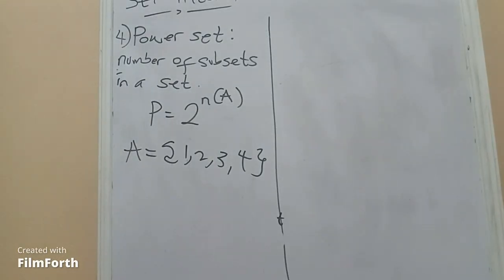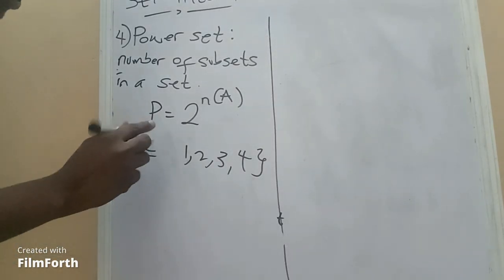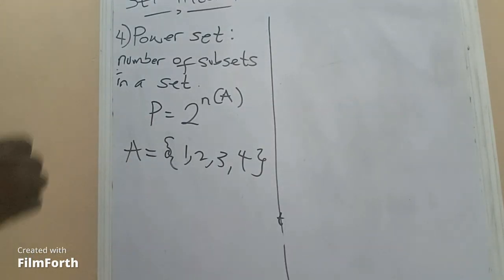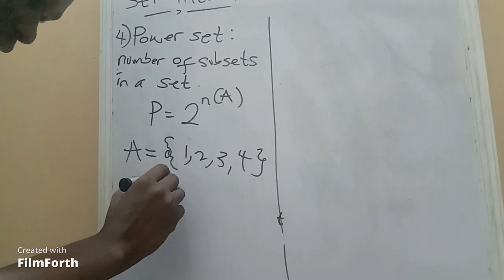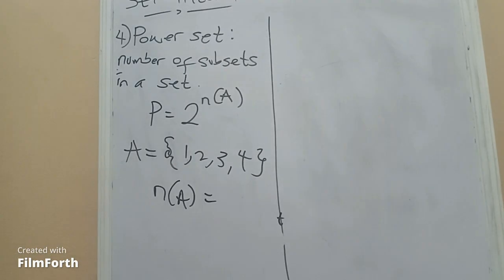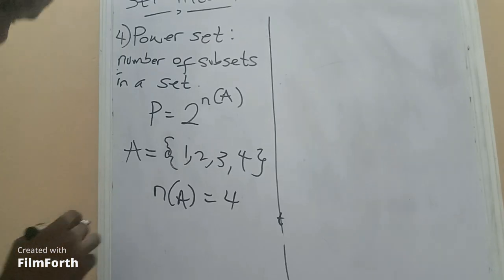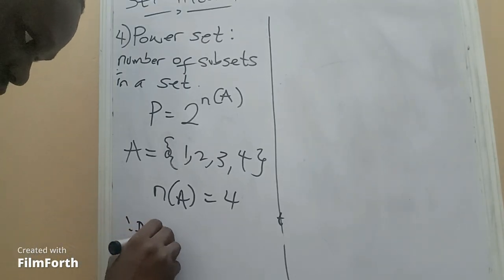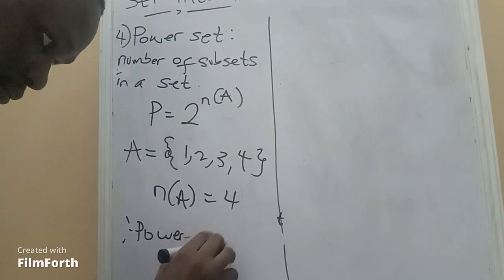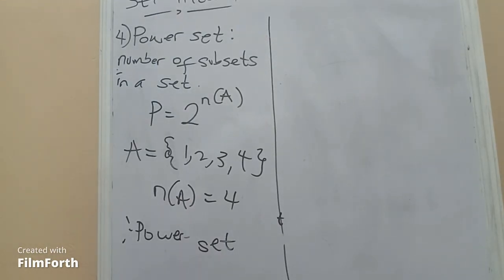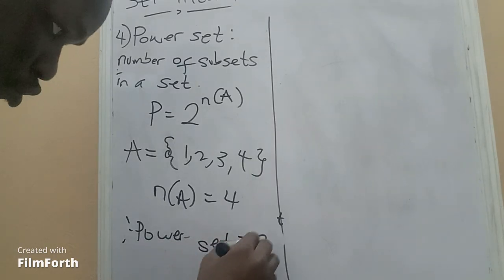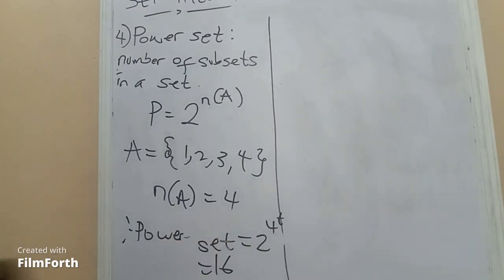Now, if you are being asked to look for the power set, it means that you are looking for the number of subsets this particular set can contain. Using that formula, n of A, which is the cardinal number, and don't forget the cardinal number is the number of elements in a particular set. What is the number of elements in this set? It is 4. So therefore, the power set is going to be 2 raised to power 4, which is 16 subsets.